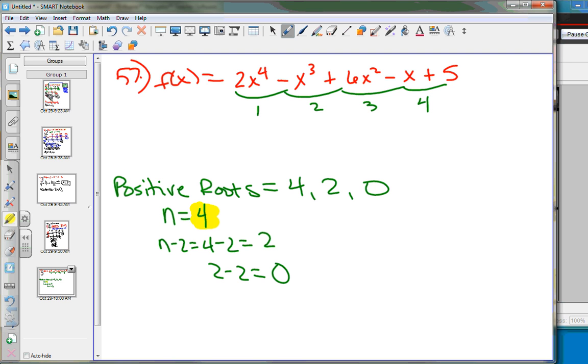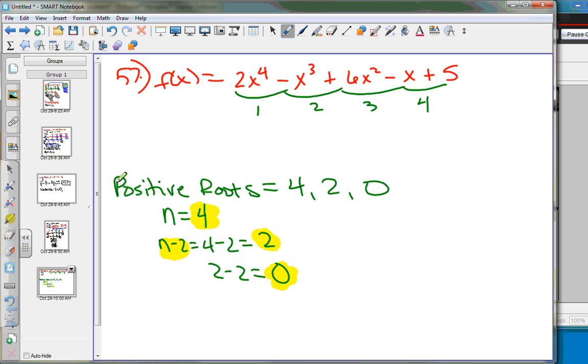I take this number, then I subtract 2 from it, gives me this, and I subtract 2 from it again, and it's going to give me the 0. Why do you subtract 2? Because that's the formula. It's always n minus 2. Okay, that's my positive roots.